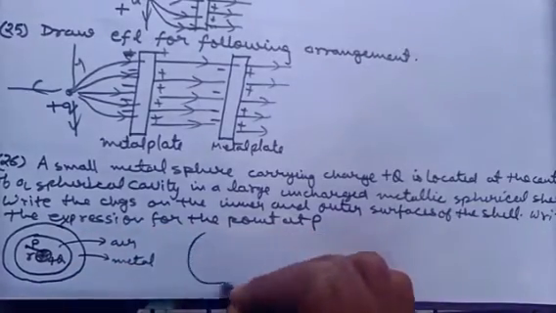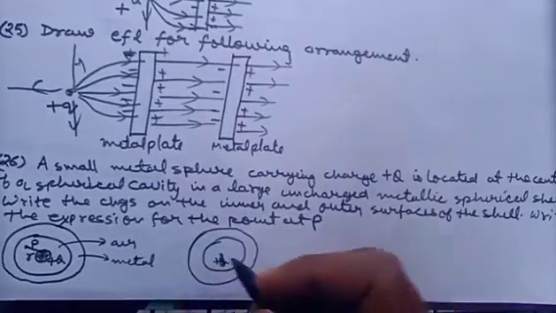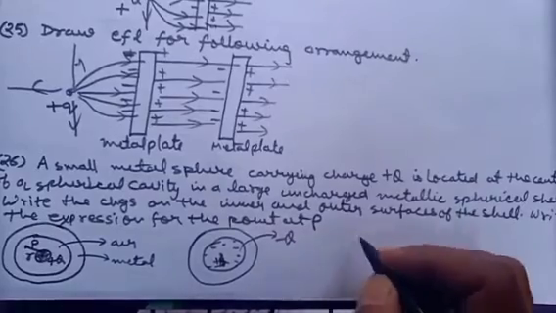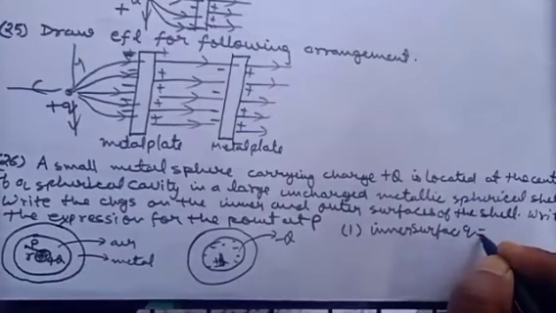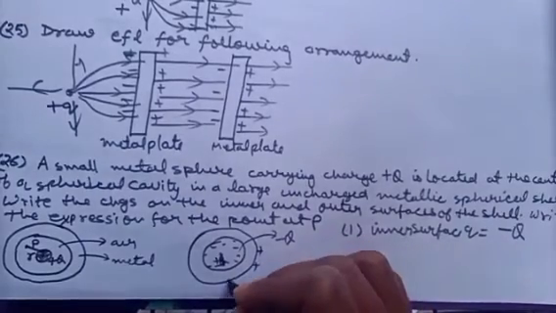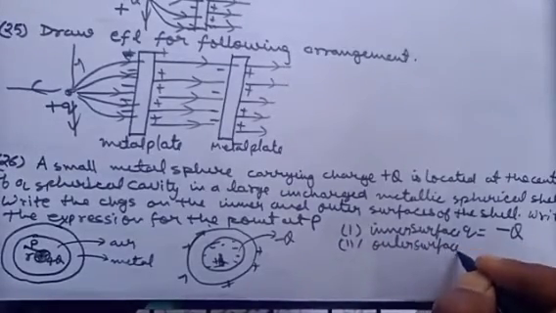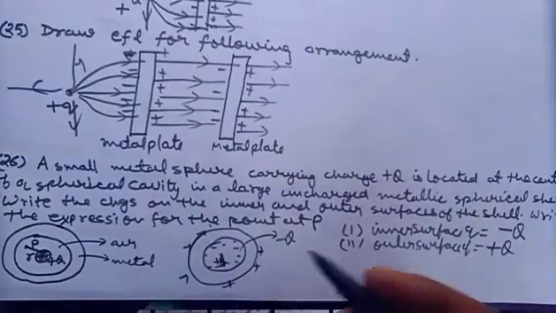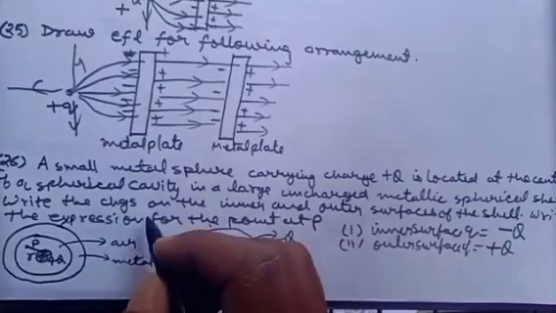So what will happen? Actually, this is the charge plus Q. Then due to induction, they have given capital Q, so I have to write capital Q. There will be induced charge on the inner surface, and that induced charge will be minus Q. So first part, inner surface charge equal to minus Q. Then the outer surface charge, which is the same as the inner surface charge but with opposite sign, I'm writing it Q dash, is plus Q. Similarly, due to induction, write the expression for point P. What I have written is the expression for electric field, actually.